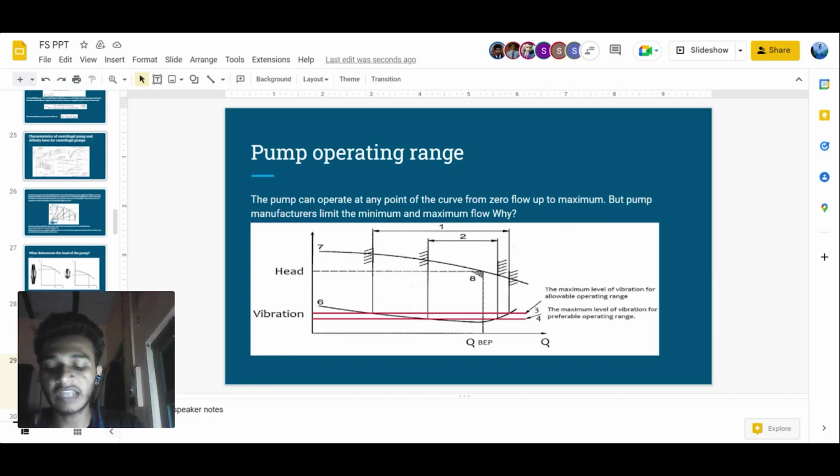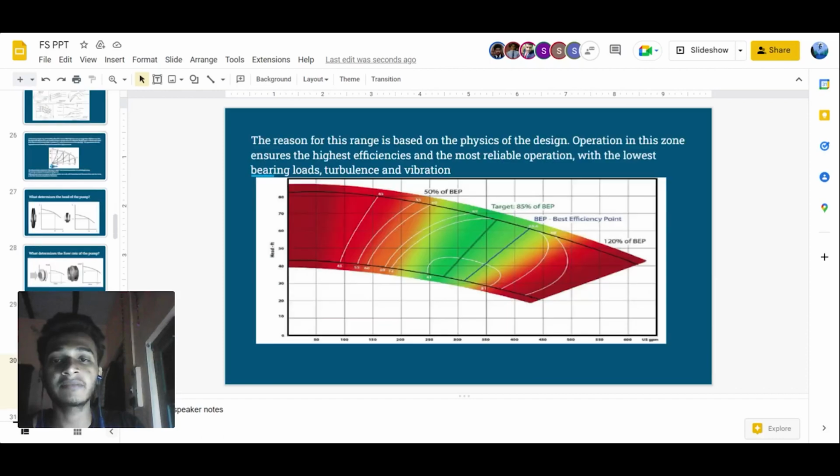In the manufacturing catalog at the beginning, we can see the field of characteristic of the entire standard hydraulic range or family range, which consists of the hydraulic ranges or of pump models. The reason for this range is based on the physics of the design. Operation in this zone ensures the highest efficiencies and the most reliable operation with the lowest bearing loads, turbulence, and vibration.